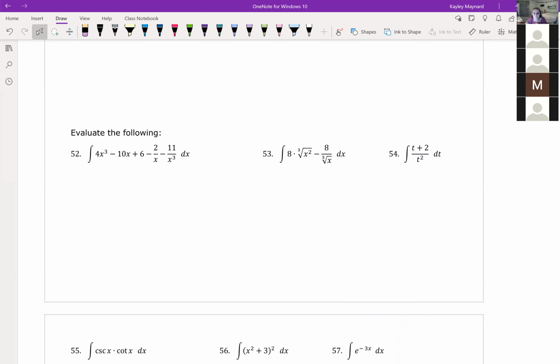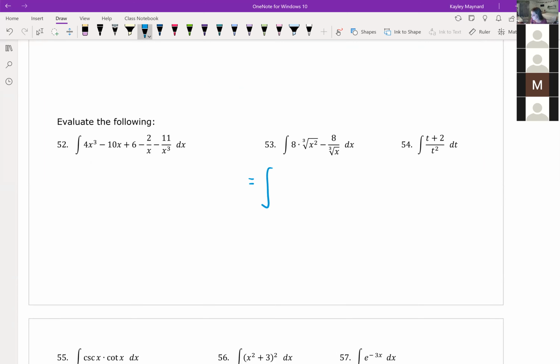53. So, okay, we have the integral of 8 times the cube root of x squared, minus 8 over the cube root of x, dx. Okay, this is just going to be a matter of rewriting what you're given so that you do know how to integrate it. So all you need to do is take what you're given and write these expressions with exponents instead of a cube root. So let's just go ahead and do that.